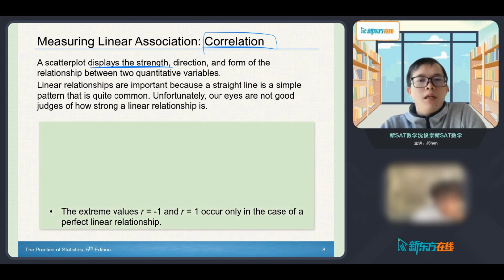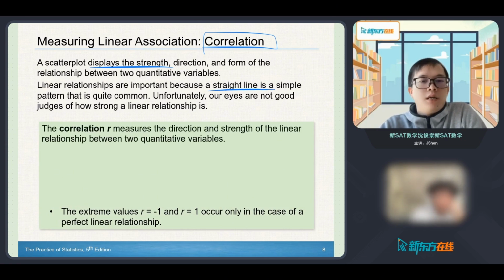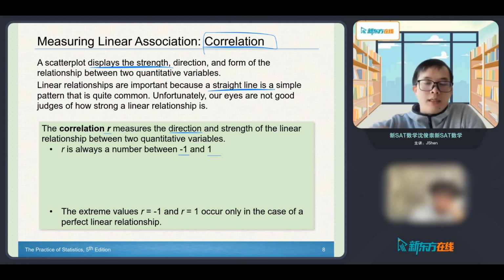Now, linear relationships are important because straight lines are simple. That's pretty straightforward, right? The correlation R measures the direction and the strength. Now let's talk about R. It's always between -1 and 1. We'll talk about this later, and I'll explain what it really means.